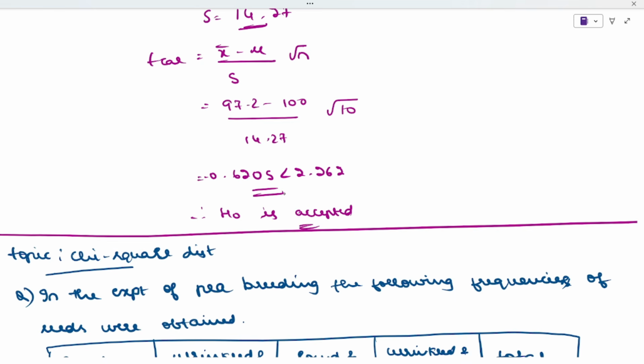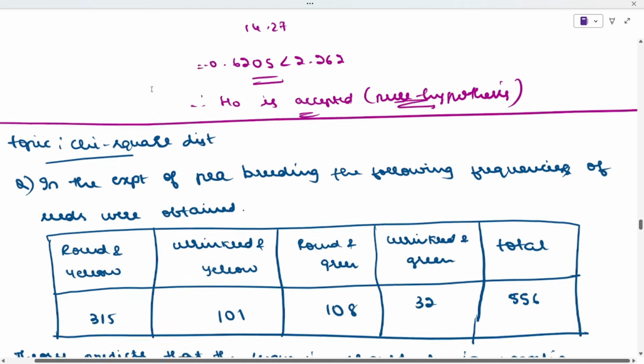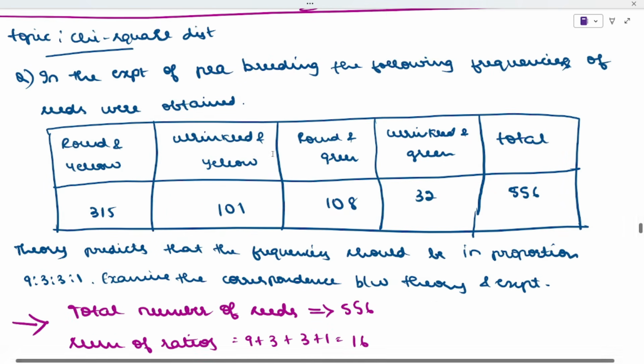You will get it as less than, so the null hypothesis is accepted, the null hypothesis which you assumed, right? That is accepted. Next is about the chi-square distribution.